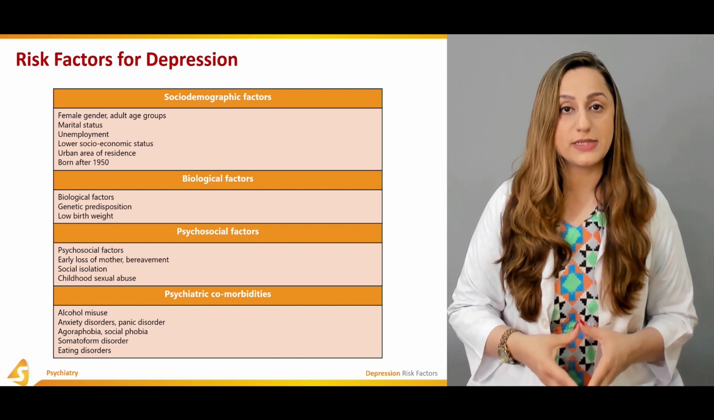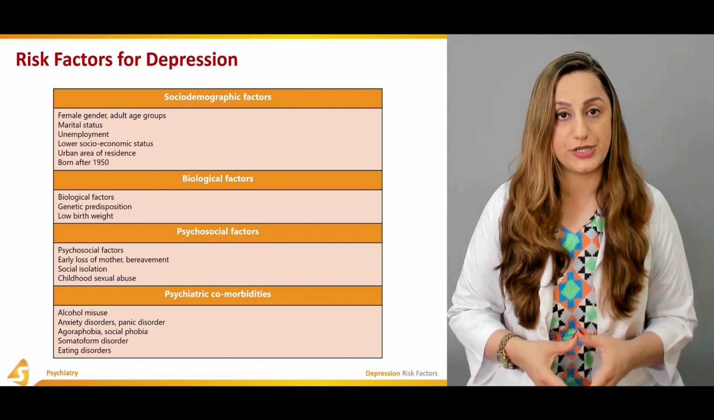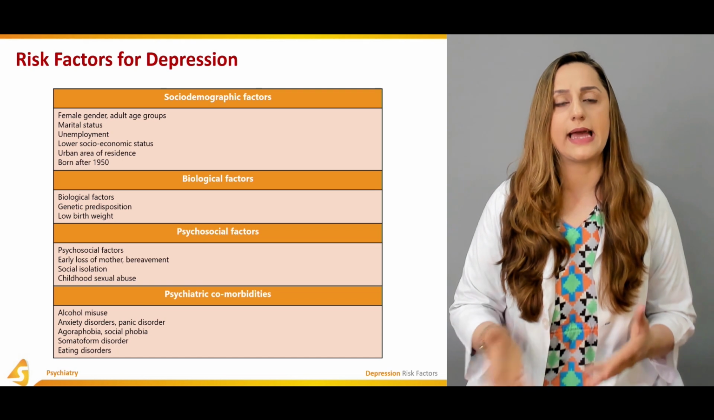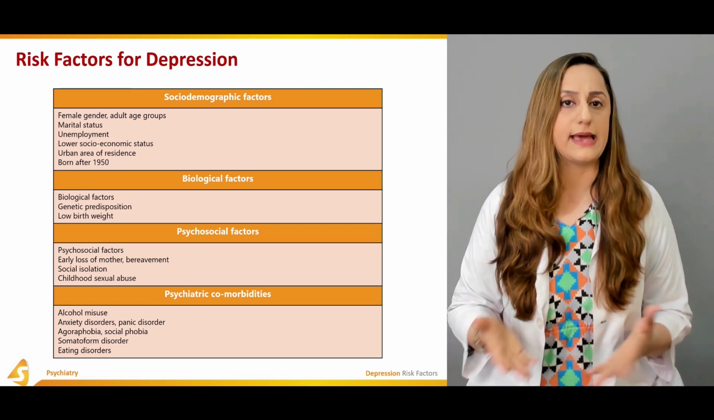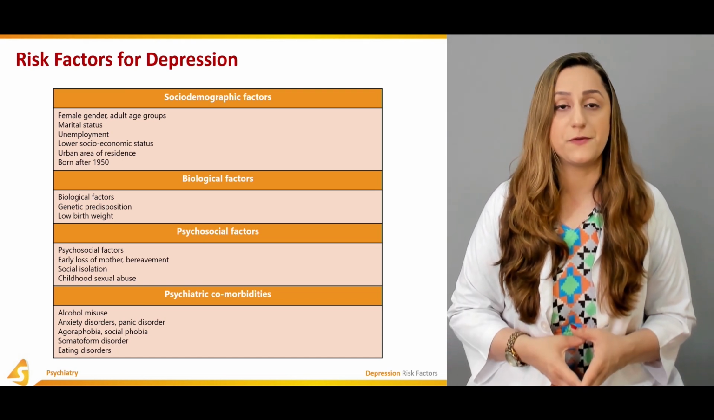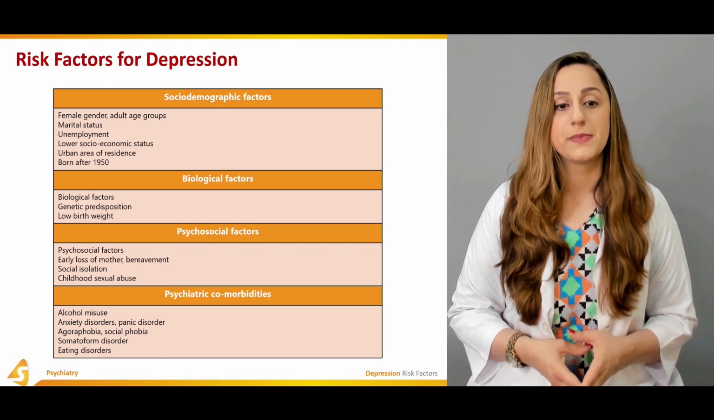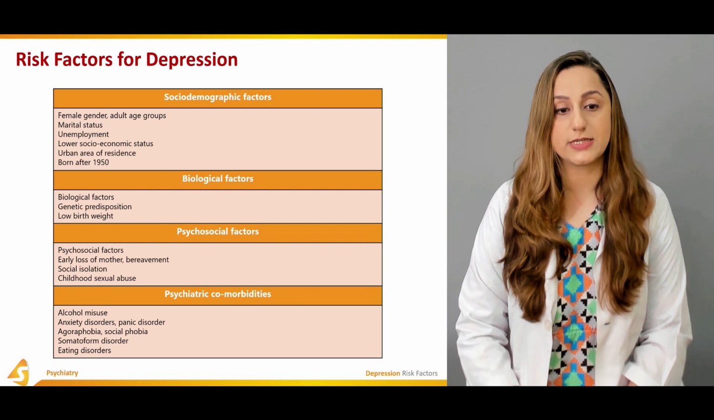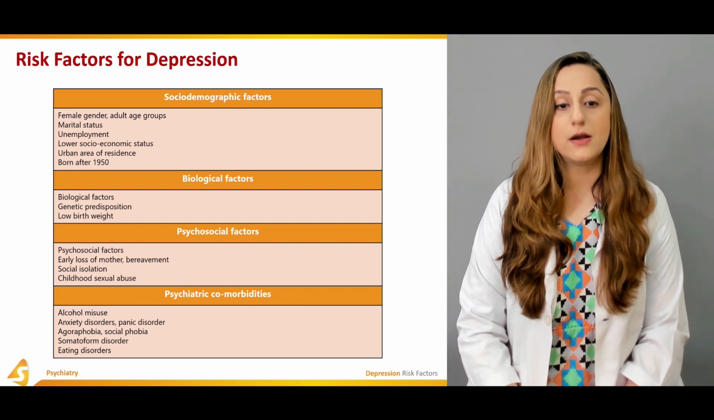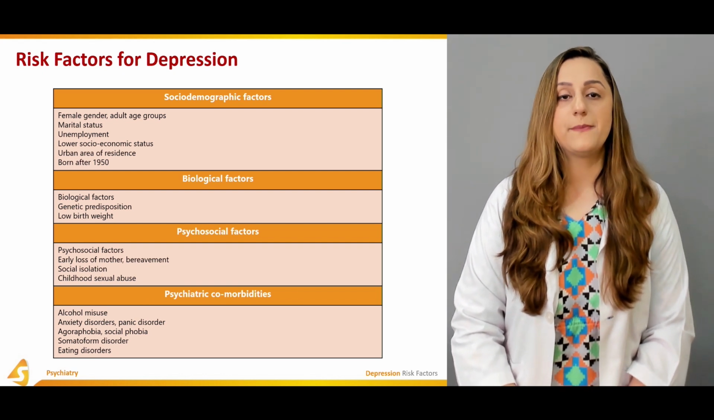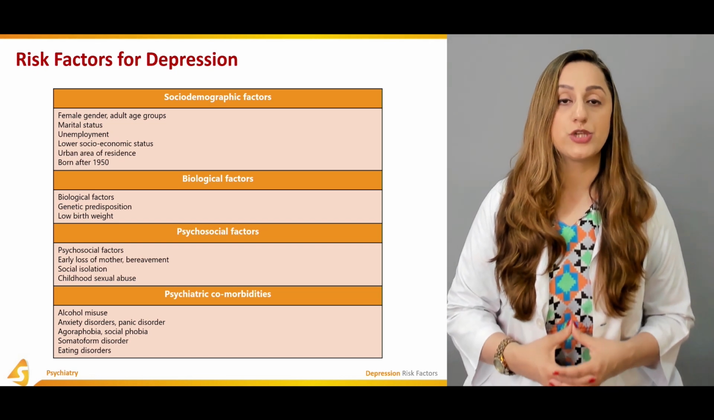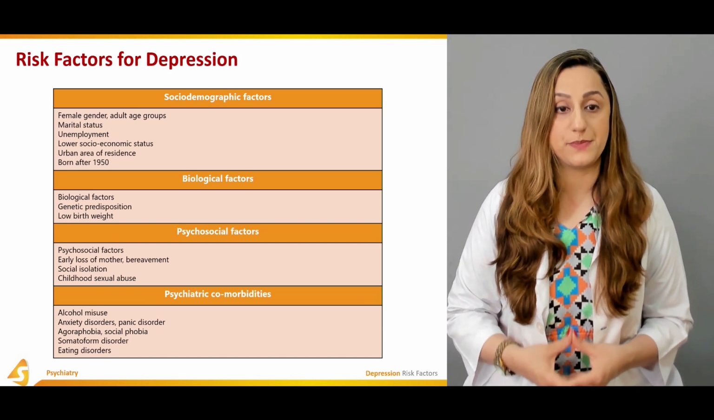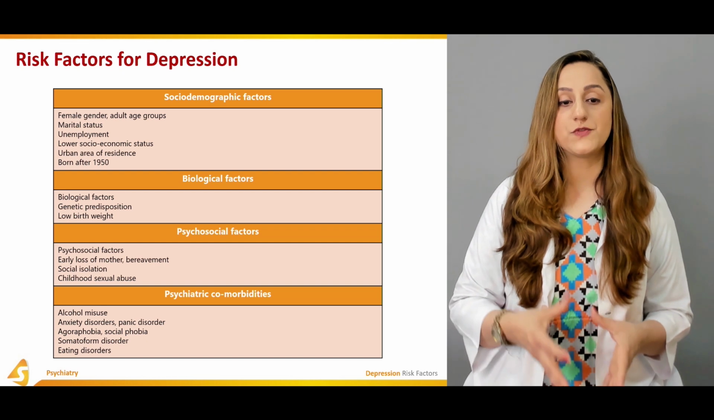Now, unemployment is one of the causative factors when we talk about depression. It can affect males, and females can also be affected by this unemployment factor. And then there is the lower socioeconomic status, which is another causative factor for depression. Urban area of residence: people living in urban areas are going to face more depressive episodes than born after 1950.